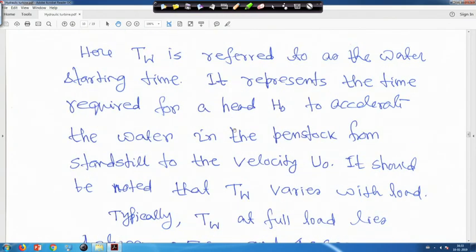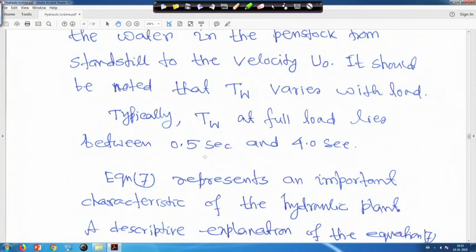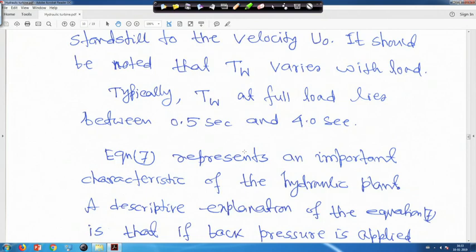Therefore, T w is referred to as the water starting time. It represents the time required for a head H 0 to accelerate the water in the penstock from standstill to the velocity u 0. It should be noted that T w varies with load, typically from 0.5 to 4 seconds.